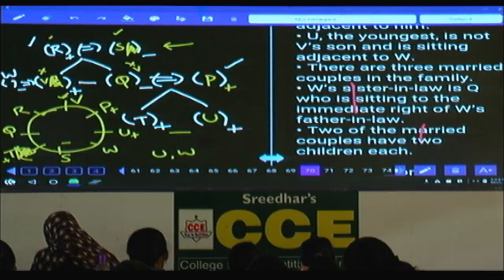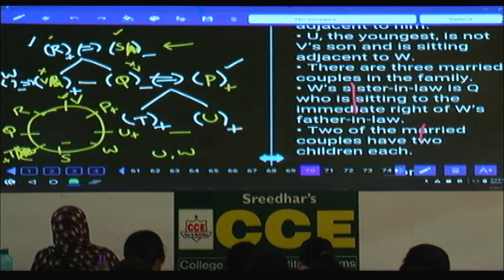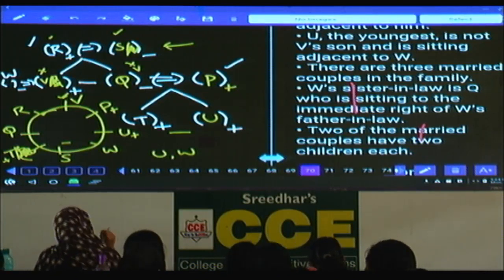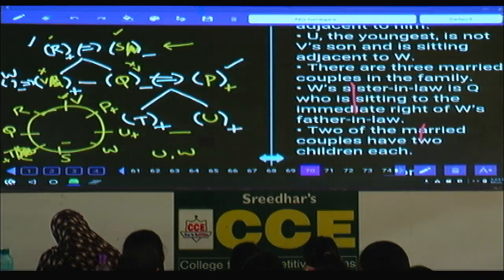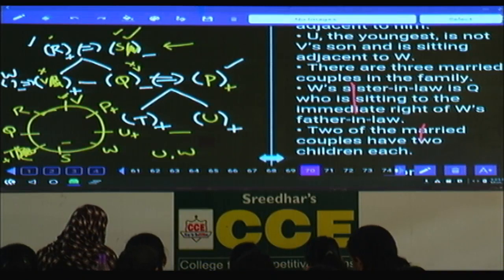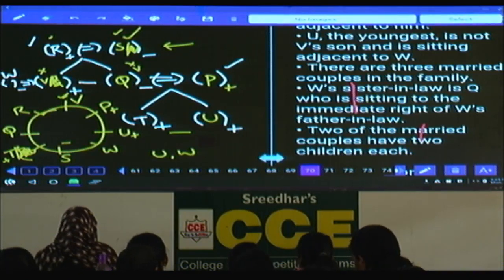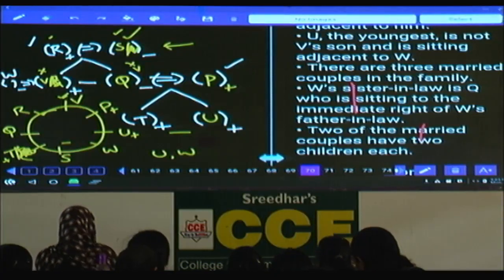Then 73. How is P's brother-in-law's nephew's grandmother related to Q? Who is P's brother-in-law? V. V's nephews are T and U. The nephews' grandmother is S. How is S related to Q? S is the mother of Q. Choice 1 is the answer.